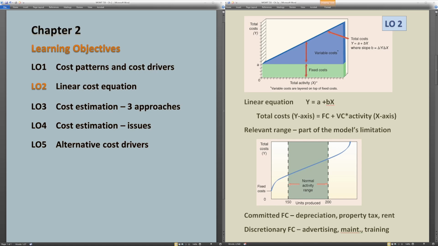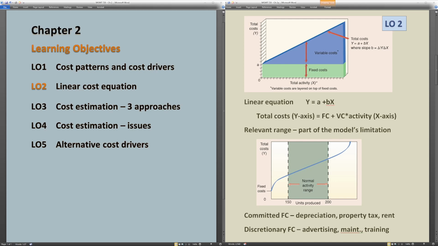Now, there are a couple of other definitions we want to throw in here. So there are a couple of different types of fixed costs. There are ones that you cannot avoid, and we call those committed fixed costs, or sometimes we call those, let me see, what's the other definition? Capacity costs. And those are things like depreciation, property tax, rent. These are the ones that no matter what your level of activity, you're going to have to pay. Now, remember, the definition of fixed cost is something that does not respond to the level of activity. In other words, the dollar amount doesn't go up or down depending upon the amount of production.